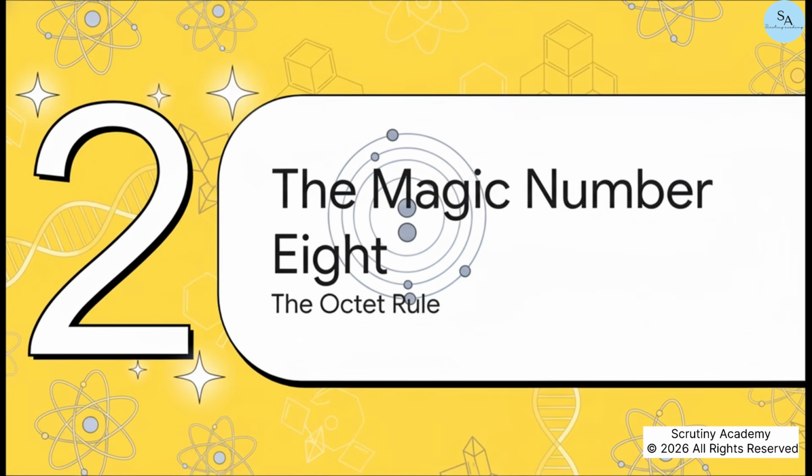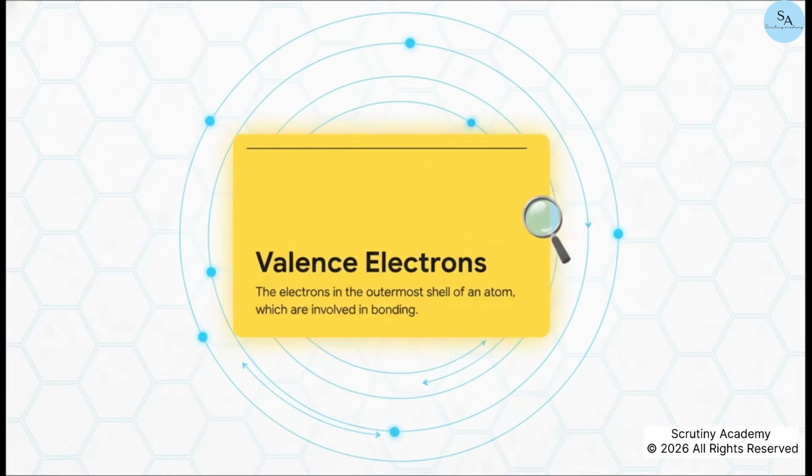This is where a very, very special number comes into play. You could almost call it the secret code for understanding chemistry. Now, before we get to that magic number, let's meet the key players, the valence electrons. Think of them as the electrons on the outer edge of an atom. They're the only ones that actually get involved in the action of bonding.